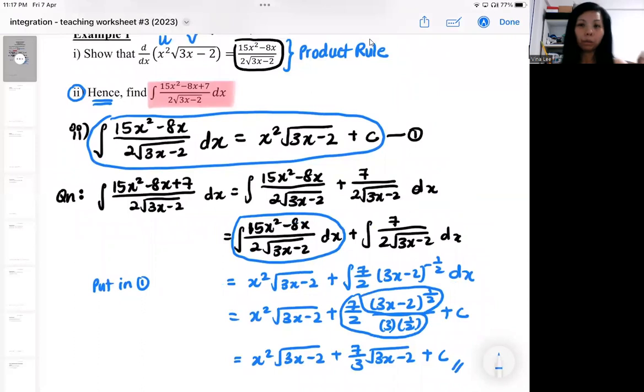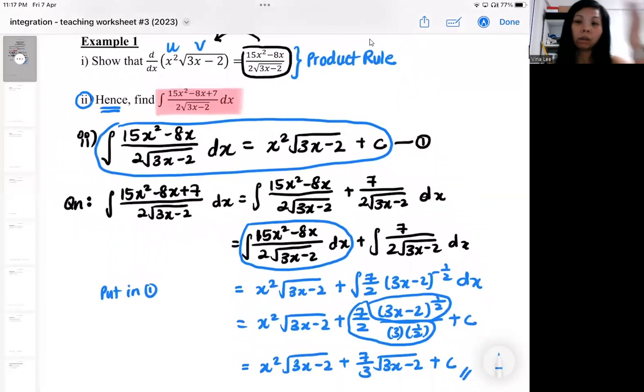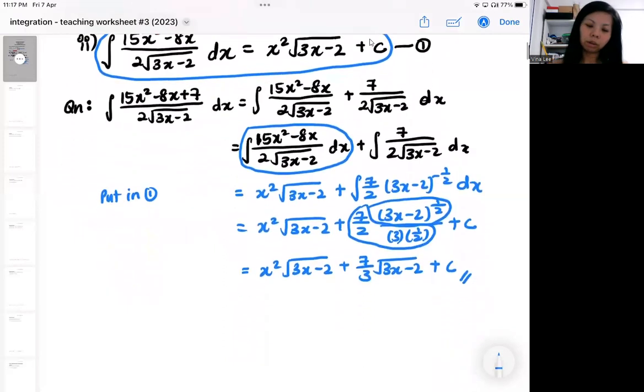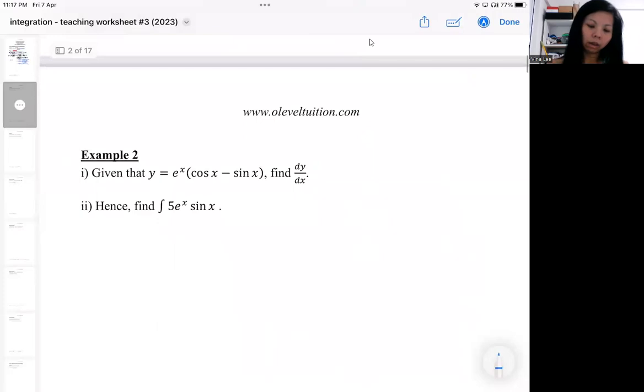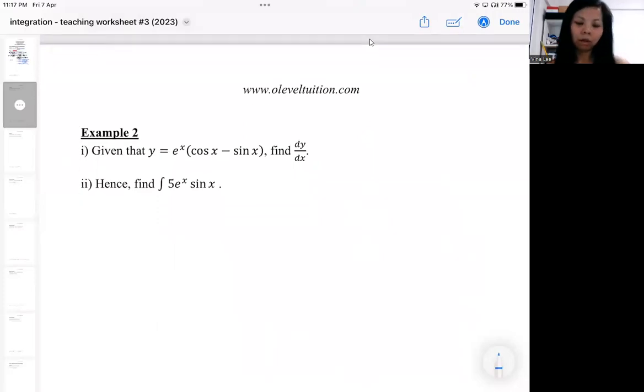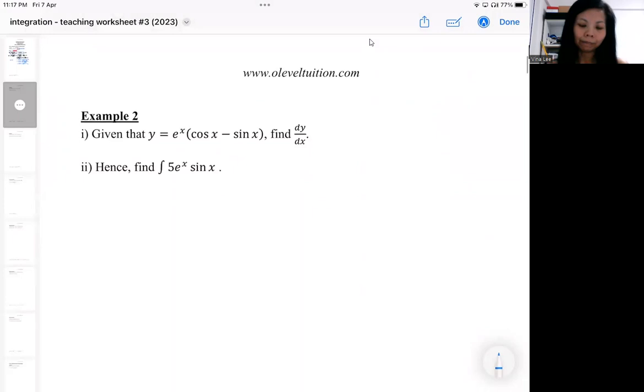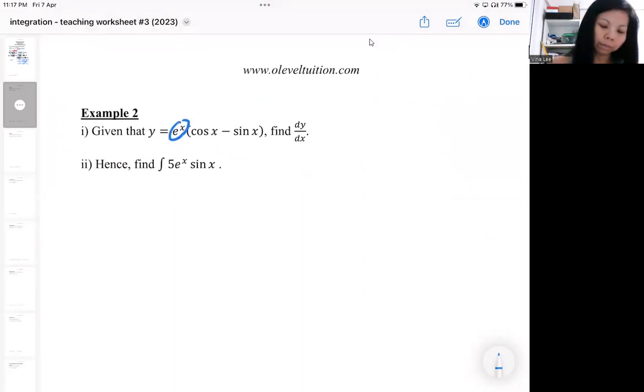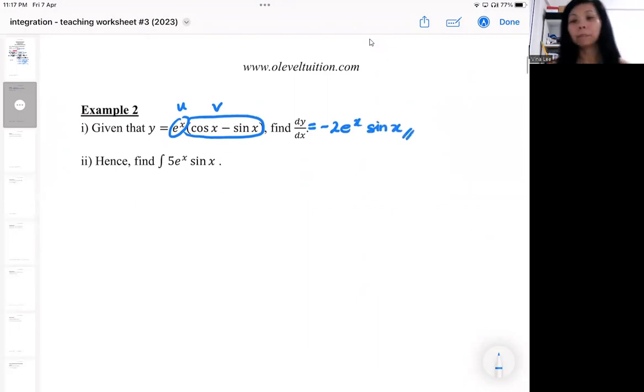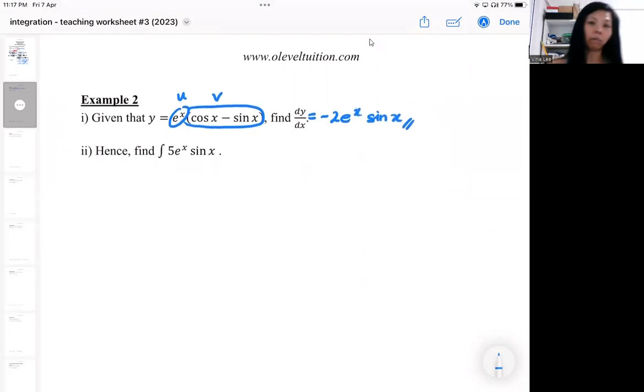You will need to try the product rule. Okay, I'm not showing it in the explanation because the focus is on the reverse. Let's go to the next one. The next one for part 1 is a product rule as well. I'm just giving you the answer. So I find that I get -2e^x sin x. You check whether you can get the answer or not. If not, check my answer sheet to see what went wrong.